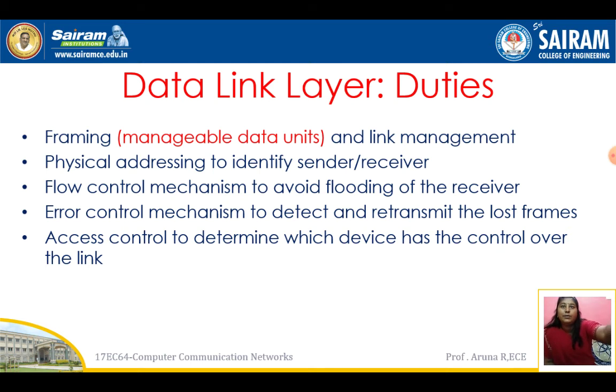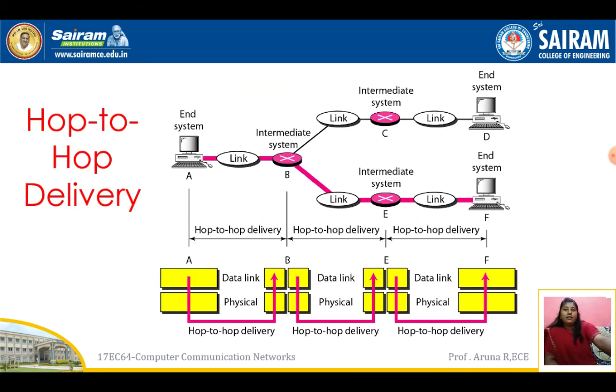So these are some of the duties of the data link layer. In brief, the major things are framing, flow control, error control and access control. You see the data link layer is hop to hop delivery. That is, it is only keeping its information safe to reach from one node to the other. From A to B, it has a link. So it is only responsible for transmitting the information from A to B. It is not responsible for transferring the information from A to F, again from B to E, from E to F. So data link layer delivery is only hop to hop.